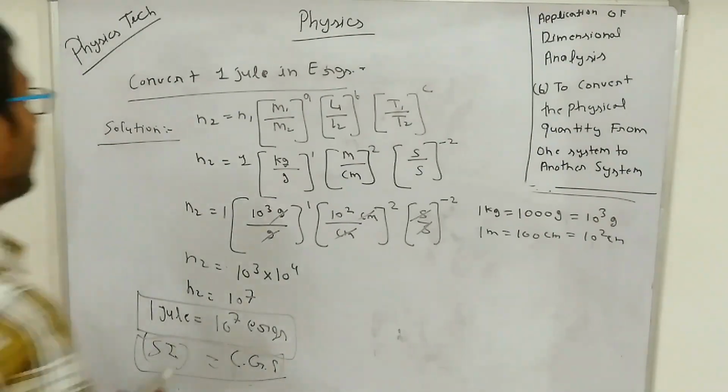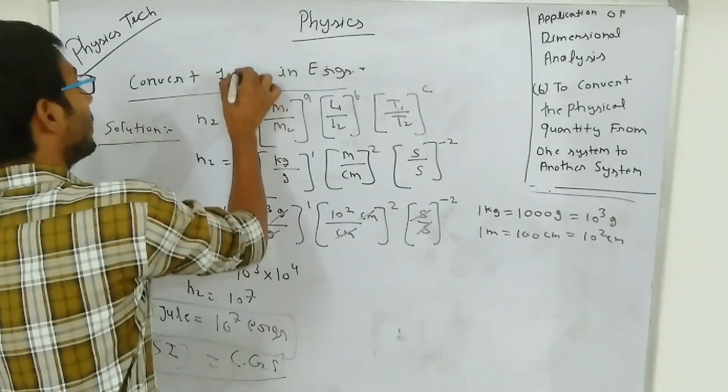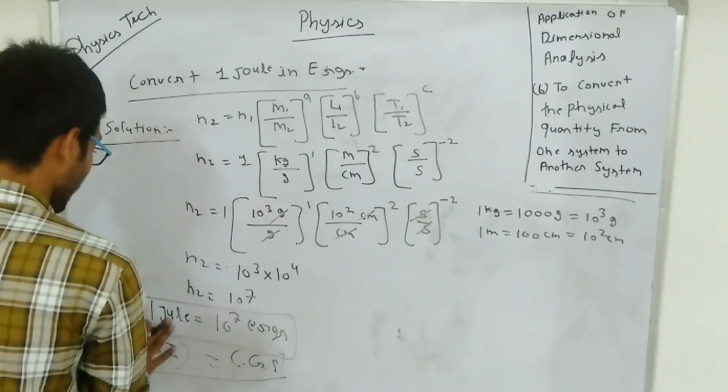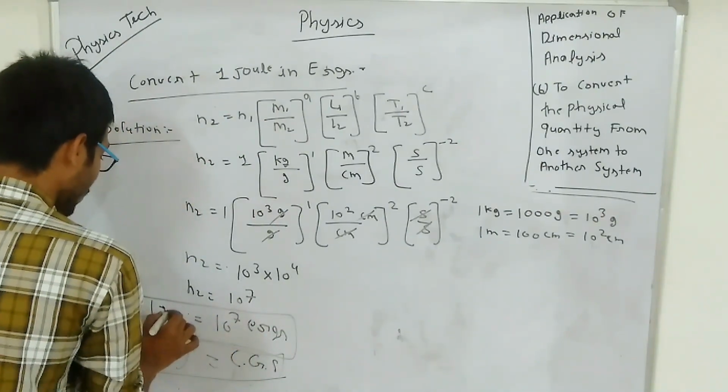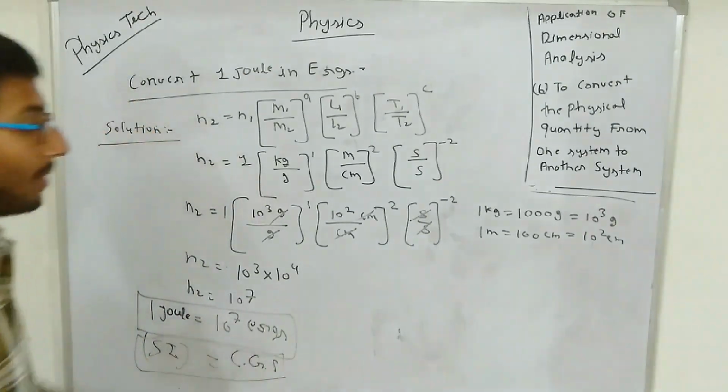Sorry, one mistake. Here the spelling of joule is J-o-u-l-e. Here also joule. Okay, please take a note.